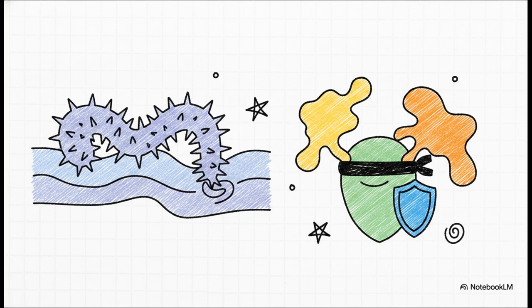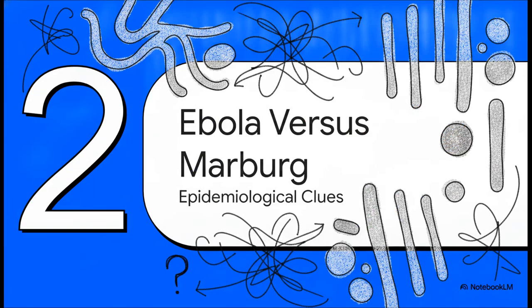These 2 proteins are remarkably good at suppressing your body's type 1 interferon response. They essentially blindfold your innate immune system, letting the virus replicate to staggeringly high levels before your body even realizes it's under attack.